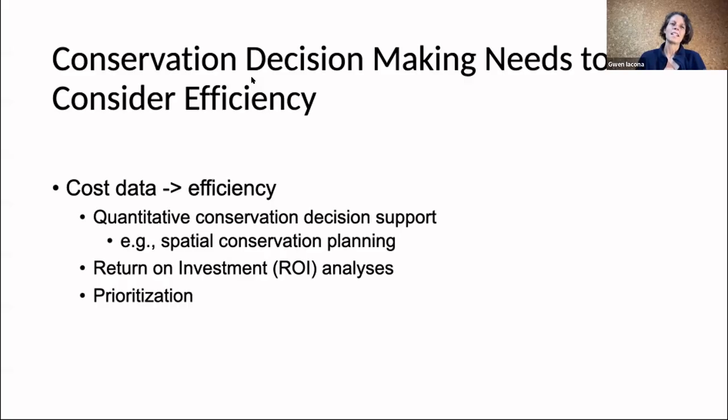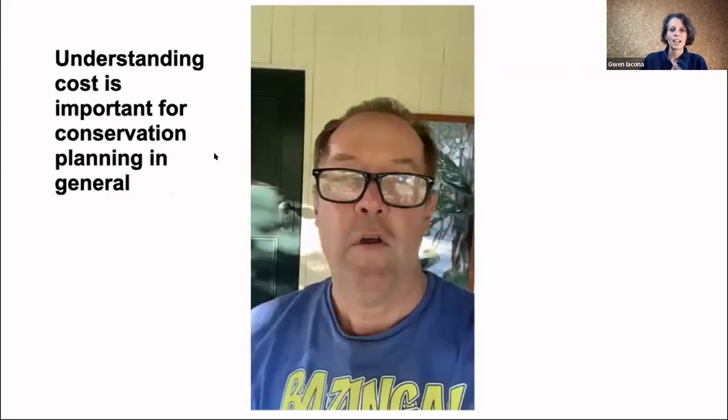Essentially, we need to consider efficiency. Where do we put the money in order to get the outcome that we're looking for? And so cost data essentially helps us think about efficiency. It helps us think about what we get for the money that we spend. But first we need to know what the money is that we're spending. And so we can think about efficiency in terms of quantitative conservation decision support. These are things like return on investment analyses or prioritization, which I'm sure lots of you have experience with and are doing. So let's see if this one works. Okay, very good.